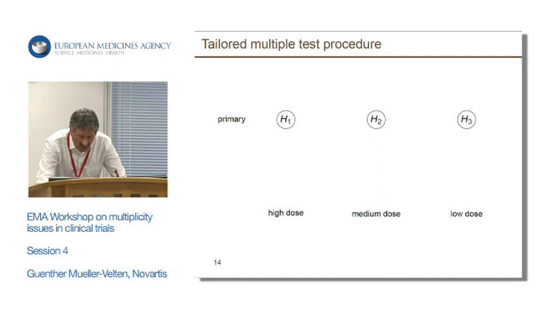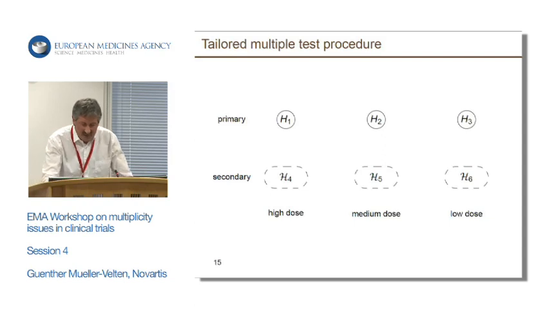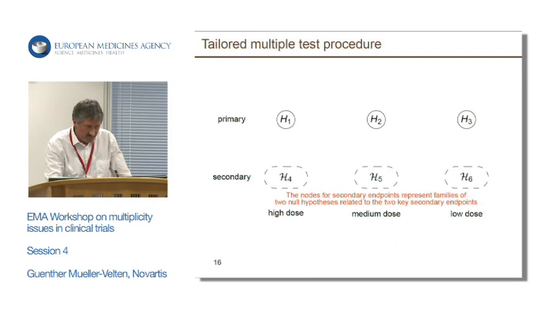So let's now see how a multiple testing procedure can be designed to address these clinical considerations and needs using the graphical approach. So first, the hypotheses related to the primary endpoint are represented as nodes. And we have 3 doses, so we have 3 primary hypotheses, H1 to H3. Then we represent the hypotheses related to the secondary endpoints that are incorporated in the multiple testing procedure. And the nodes for the secondary endpoints represent families of 2 null hypotheses each, related to the 2 key secondary endpoints for each dose.